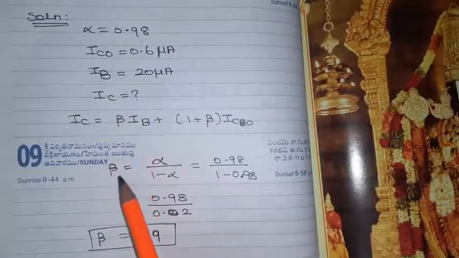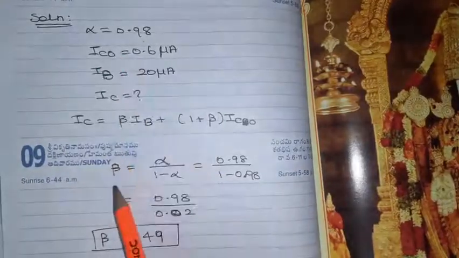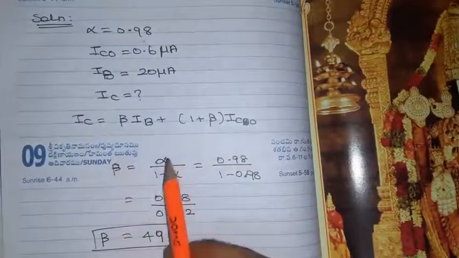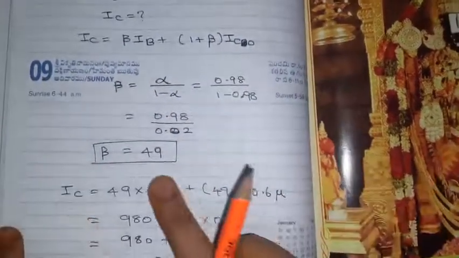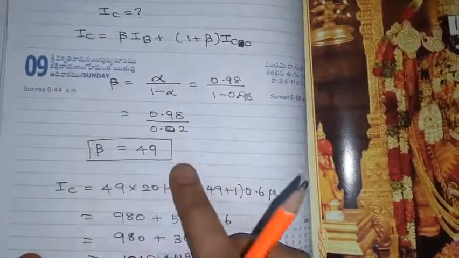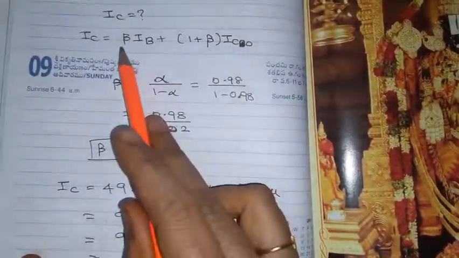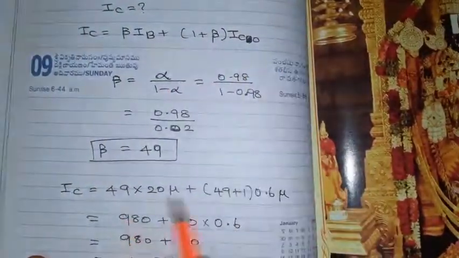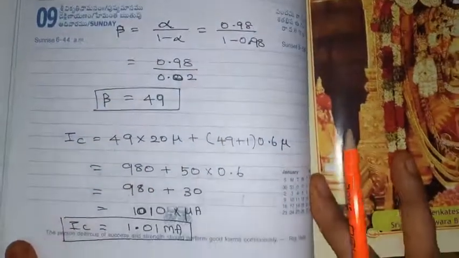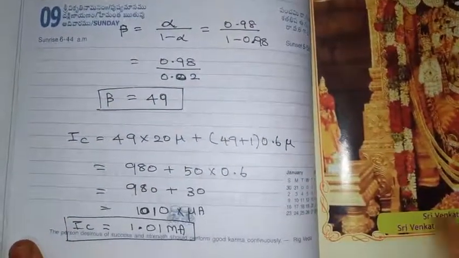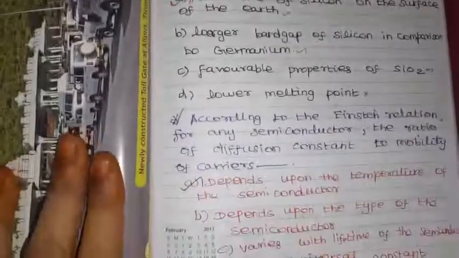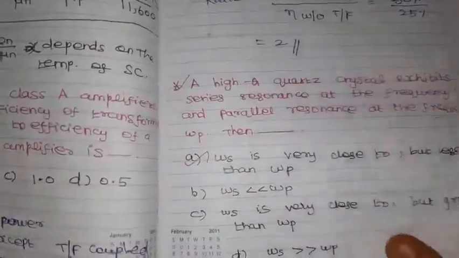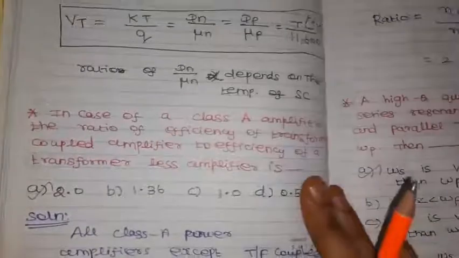How do we find the beta value? From the alpha value we can find it. The relation is beta is equal to alpha divided by 1 minus alpha. Just substitute, and we find the beta value as 49. Then substitute the beta value and all the values in this formula, and we find IC is equal to 1.01 milliamperes. Okay, we'll move on to the next problem. This question and this question we already posted in that video, kindly check. We'll move on to this problem.